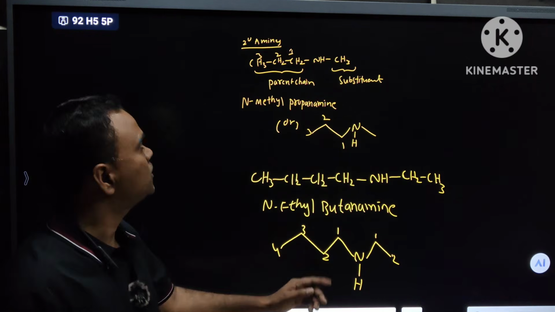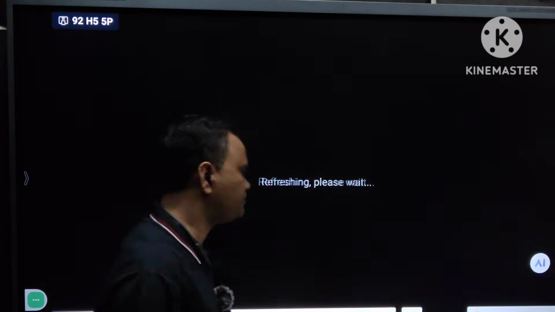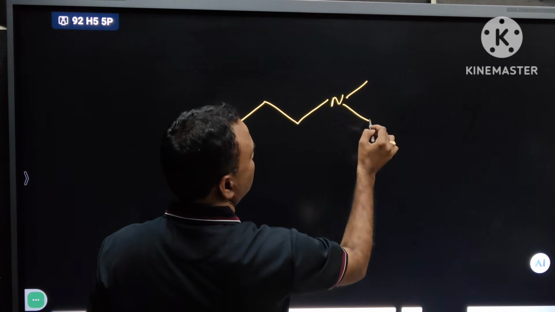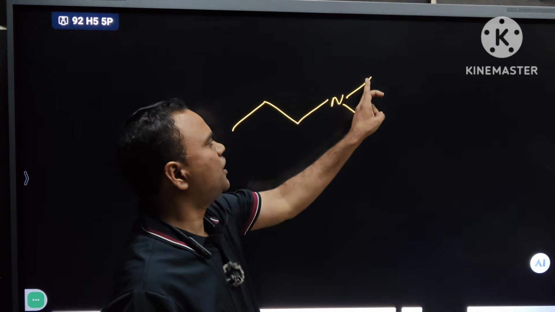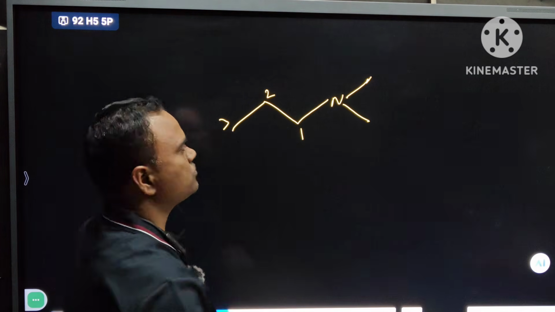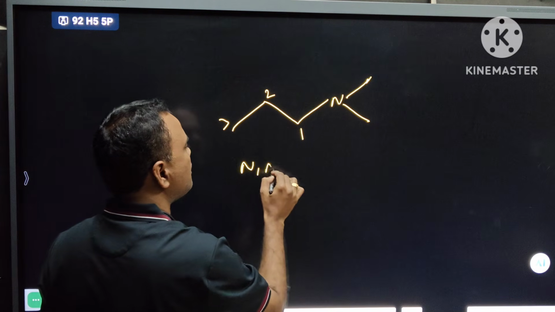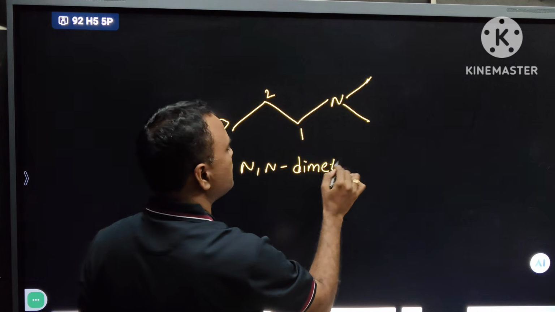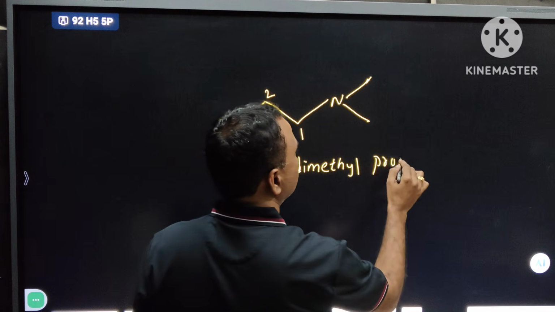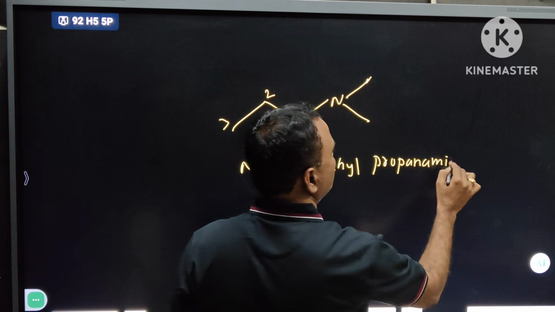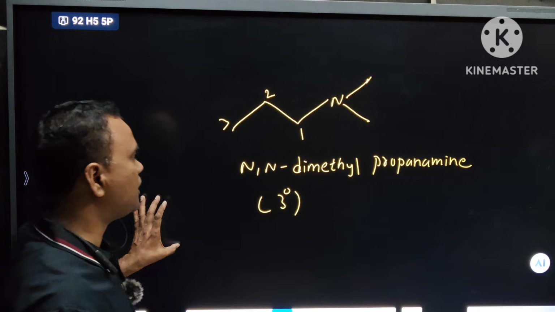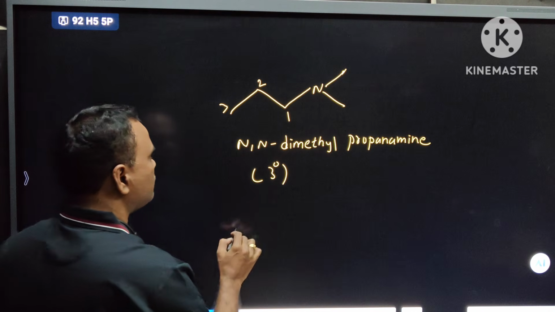Right? Now coming to tertiary amines. This is methyl, this is methyl: two methyls and one propyl group. So these two are substituents. N,N-dimethyl propanamine. What is its degree? Tertiary. Clear? N,N-dimethylpropanamine.